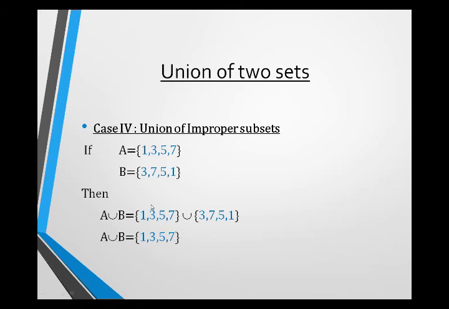Here we have A union B is equal to, here we write the set A, which is 1, 3, 5 and 7. Here we place a union sign, then we write set B, which is 3, 7, 5 and 1. Now students, here we will take the union between A and B. So we write all the elements in a sequence. We didn't repeat the elements because all the elements are identical. So we write them only one time in our set.